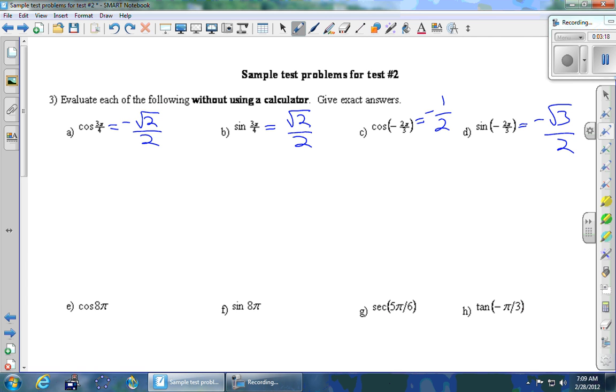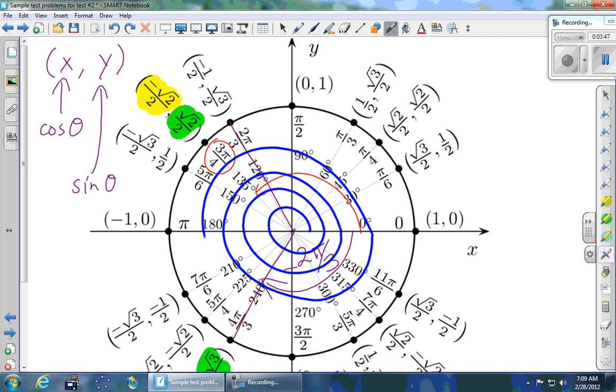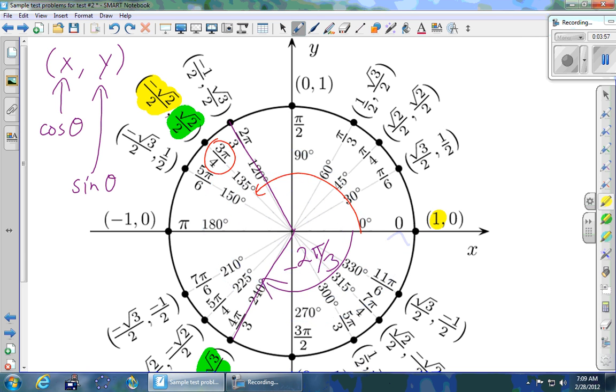For part E, we're looking for cosine of 8 pi. Let's go back to our unit circle. We know that if we make one complete trip around the circle, that's an angle of 2 pi, and in this case we're going 8 pi, so that must be more than one trip. Let's see if we can figure out how many trips that is. The first revolution is 2 pi, the next revolution is another 2 pi, so that's 4 pi total. The third revolution brings me to 6 pi, a fourth revolution gets me to exactly 8 pi. So 8 pi must be just landing me back on this point right here with the 1 and the 0.